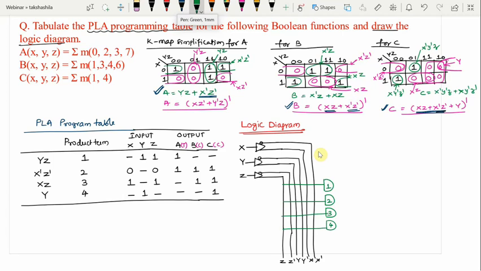Now what is product term 1? Y and Z. Look, this is Y and this is Z, connected. What is product term 2? X'Z'. Product term 3? XZ, X and Z. Product term 4 is just Y. This is giving the outputs of the AND gates. These are called outputs of AND gates. And these outputs of AND gates are given as inputs to the OR gates. Now, each OR gate is producing the sum of their products.